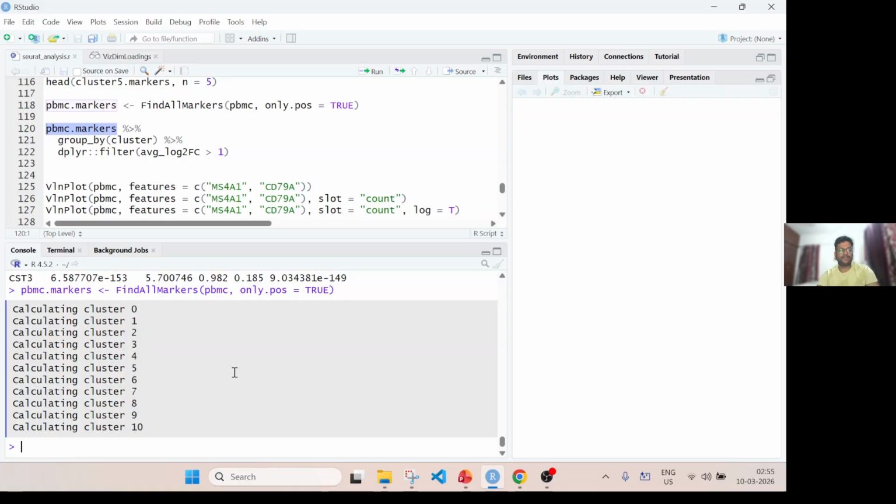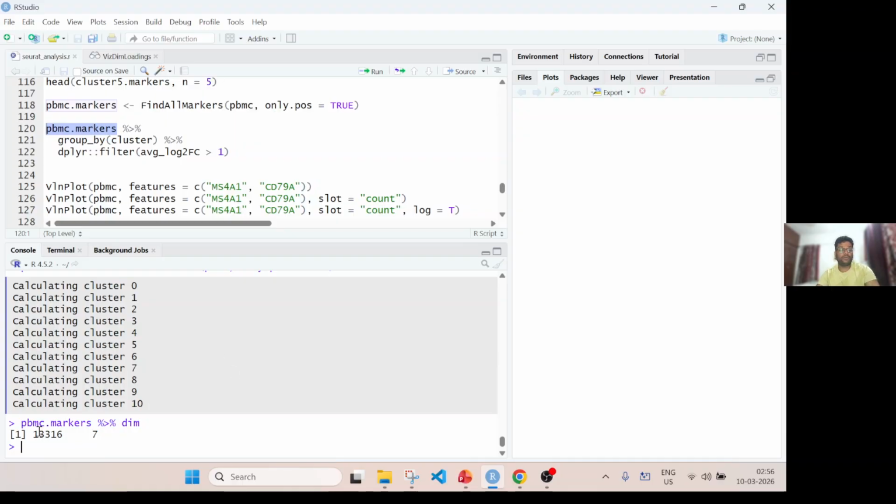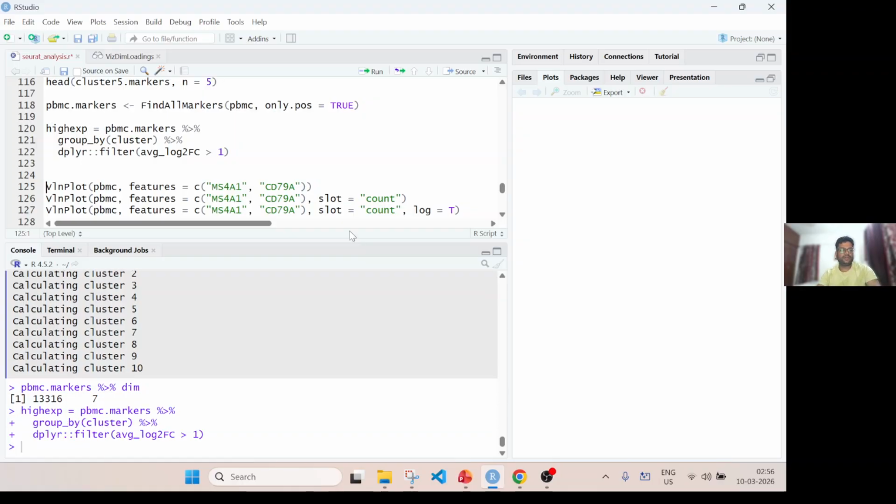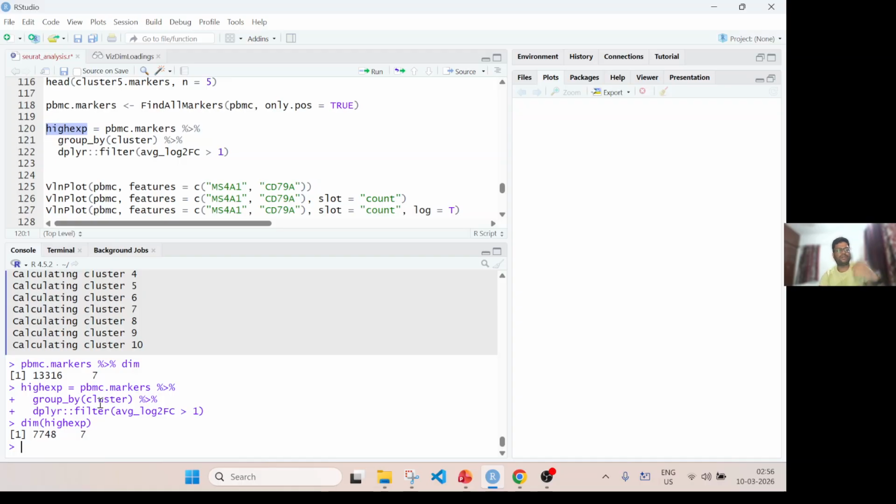So if you look at this PBMC, let's check the dimension. You see that this many differentially expressed genes across all the clusters are there. Instead, we can further apply a filter: first group by cluster, and then I want only those genes whose expression fold change is greater than 1. Let's see how many we will get. Let's store this in IEXP or something. Now check the dimension of IEXP. This is now 7048.